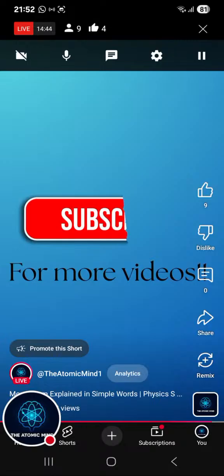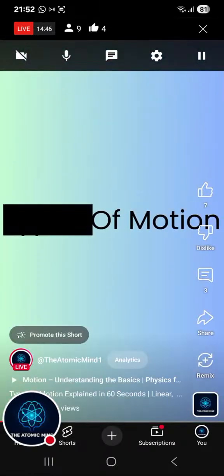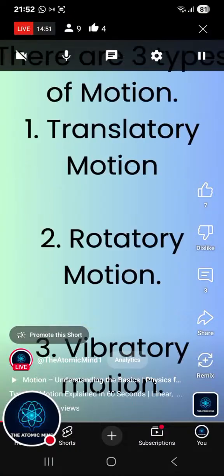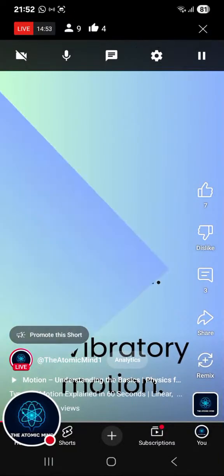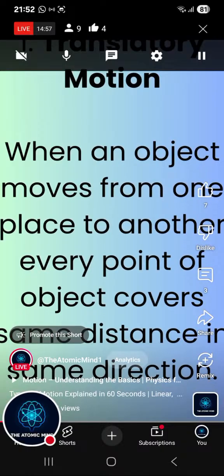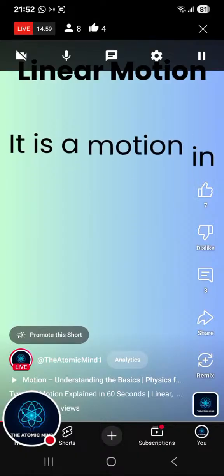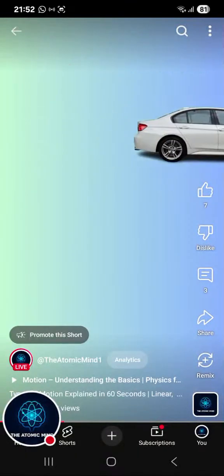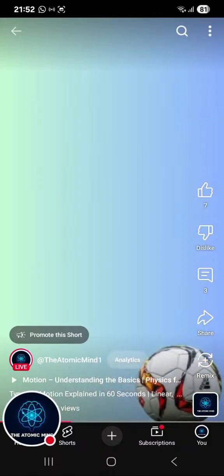Types of motion. Objects can move in different ways depending on the path they follow. Number one is translatory motion. When an object moves from one place to another, every point of the object moves the same distance in the same direction. The first type of translatory motion is linear motion, motion in a straight line. Example, a car moving on a straight road or a ball rolling on the floor.